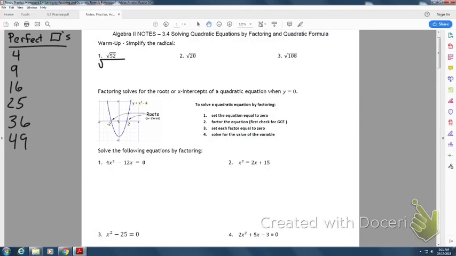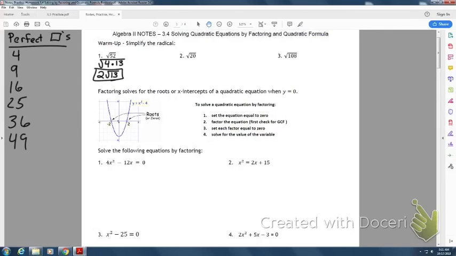So I'm going to rewrite that. Whenever I divide 52 by 4, what do I get? 13. What is the square root of 4? So I take 2 out. And if I didn't take the square root of it, I leave it inside. And that's simplified.